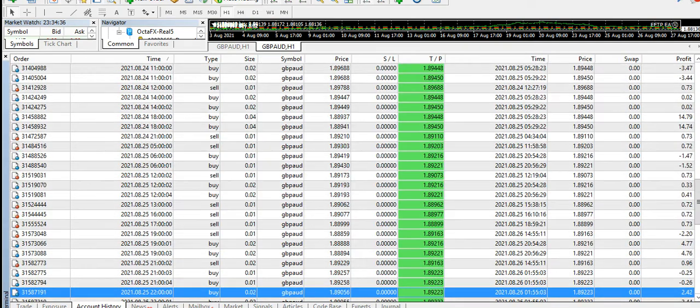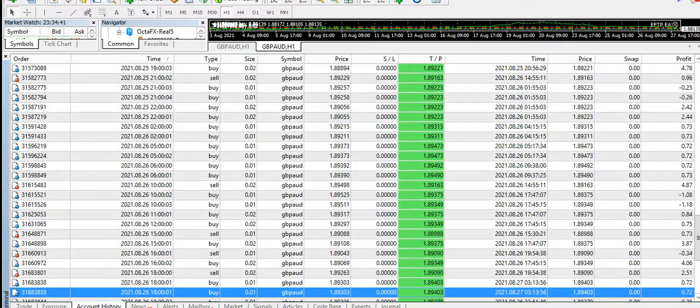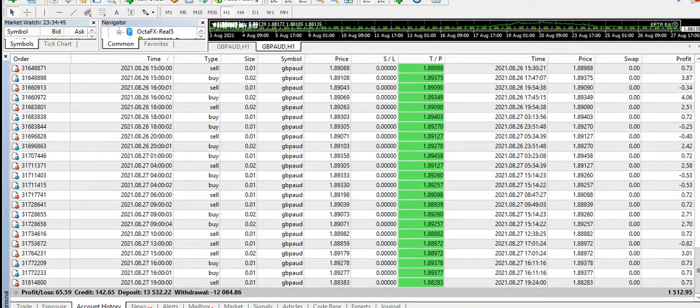I have just used one pair, because I personally suggest at least 1000 US dollars to trade one pair, and I personally trade with 1200 to 1500 at least for one pair.